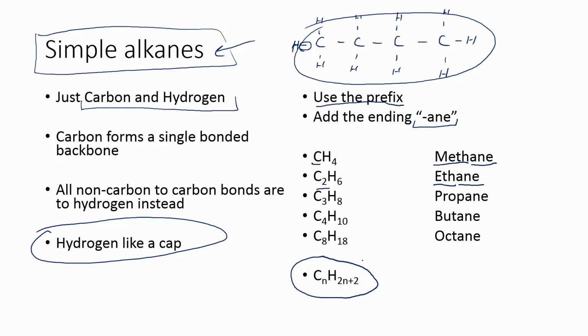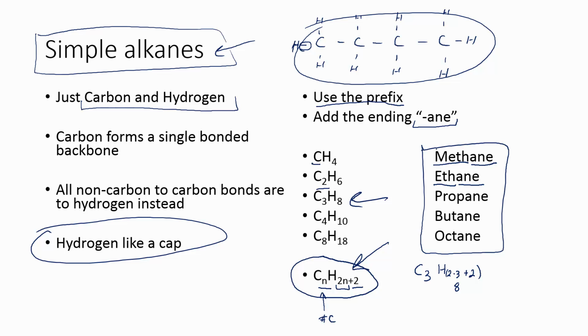For an alkane, we're going to have a formula that follows a pattern. However many carbons we have, that's N, and we'll have twice as many hydrogens plus 2. So if I have 3 carbons, then I'll have 2 times 3 plus 2 hydrogens. So 6 plus 2 would be 8, and that's propane. If you see just carbon and hydrogen, see if it has this formula. If so, it's an alkane, and this is how you name it.